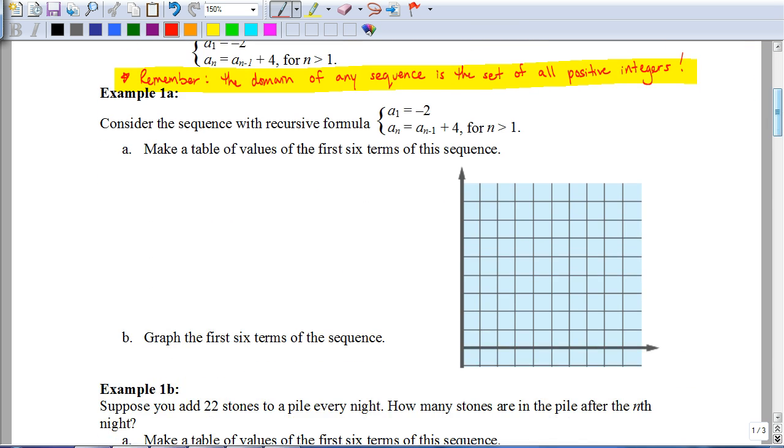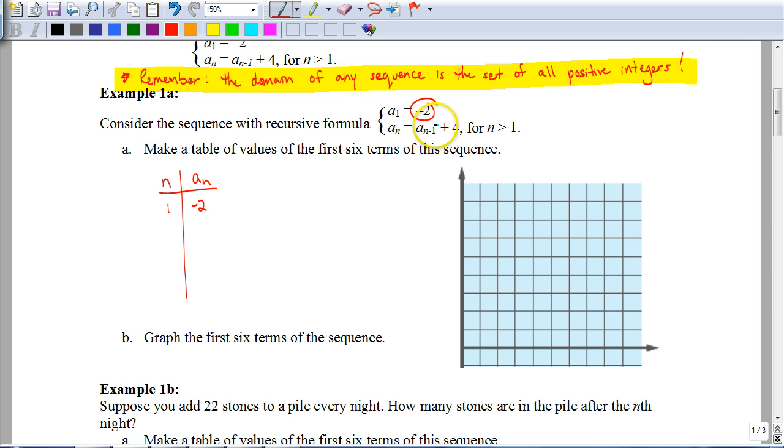So let's look at how we would do that with this first example. It says to make a table of values for the first 6 terms of the sequence. So I'm going to make a table. You can do it horizontally or vertically. Our x is going to be what we put in for n, or our term. Our answer is going to be our y, or a sub n. So the first term in our sequence we get from right here, it's -2.